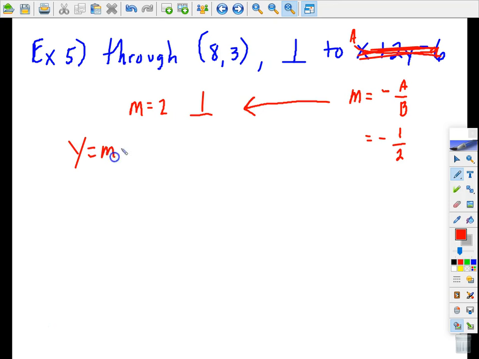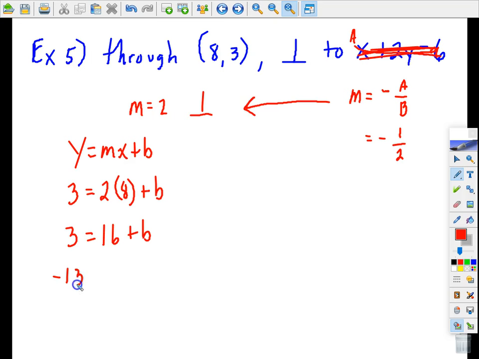All right, y equals mx plus b, y is 3, m is 2, x is 8, and we're going to solve for b. Subtract 16 from both sides. We get b is negative 13. And so now, with the slope and the y-intercept known, we can write the equation. y equals 2x minus 13.